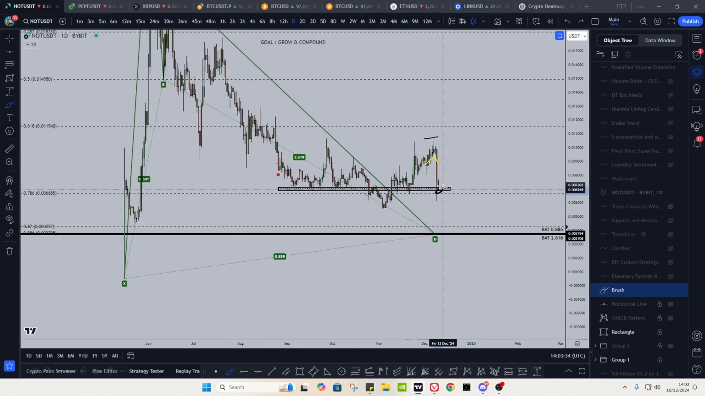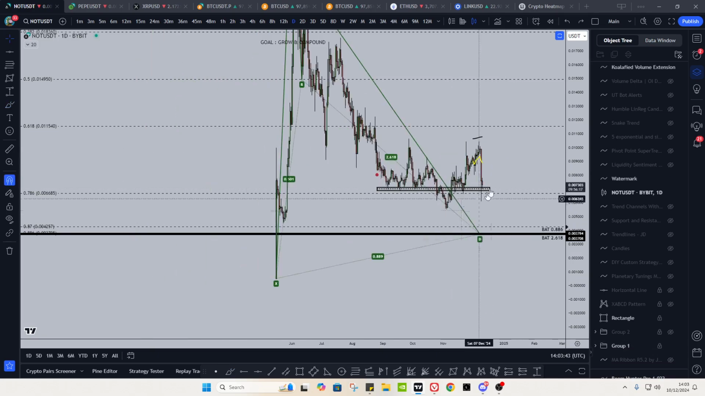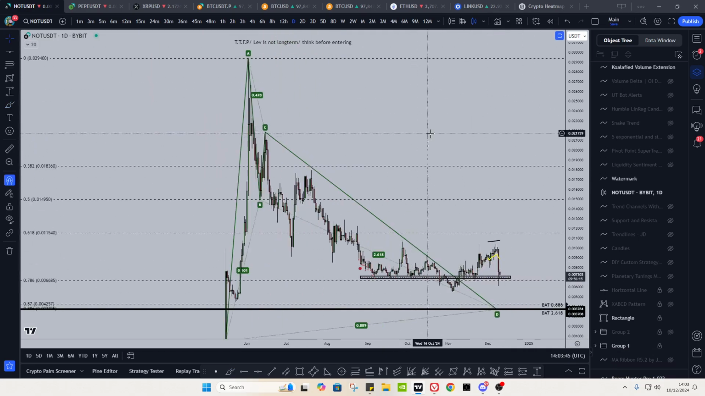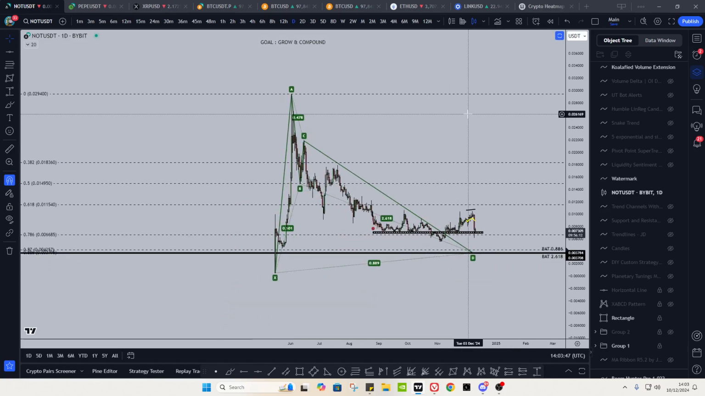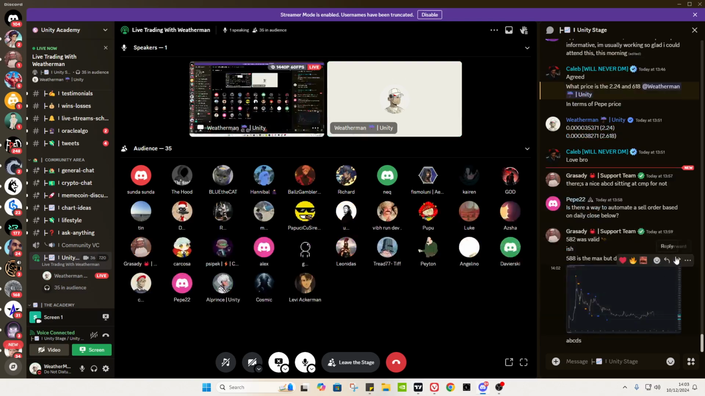So for now, entries or not is basically, look, if you lose this zone here, cut it. If you don't lose it, hold it. You'll probably end up going back higher. Very, very simple. I know it was a bit long-winded, but I just wanted to show you the different ways you could be looking at this asset, that's all.